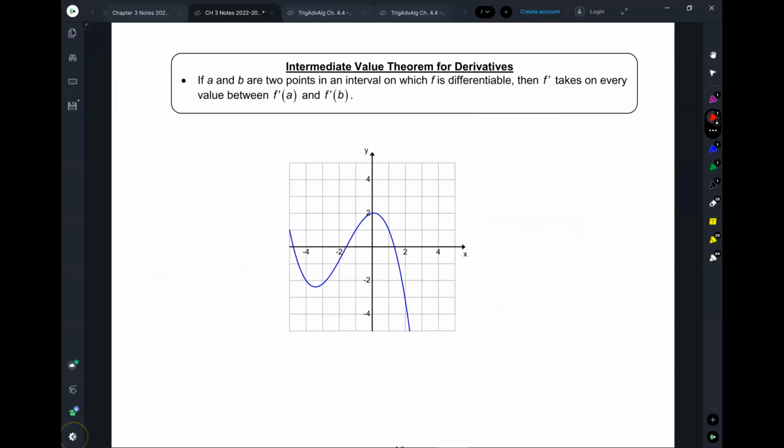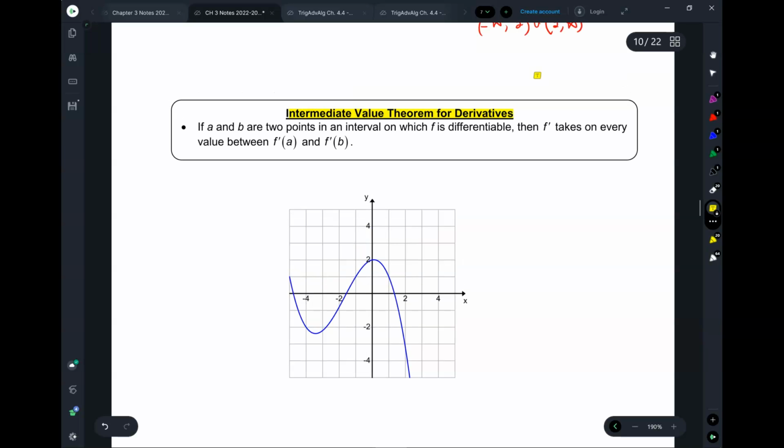Sarah, remember IVT, the intermediate value theorem. This is the intermediate value theorem for derivatives. And here's what this says: if A and B are 2 points on an interval on which f is differentiable, then f prime, which is the slope, takes on every value between the slope at A and the slope at B. So let's see what that means. Suppose this is a point A, and this is a point B.